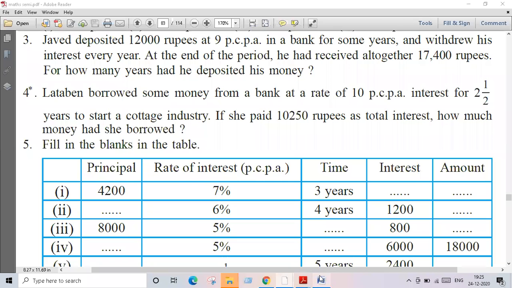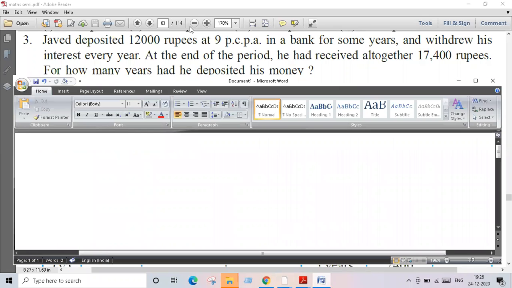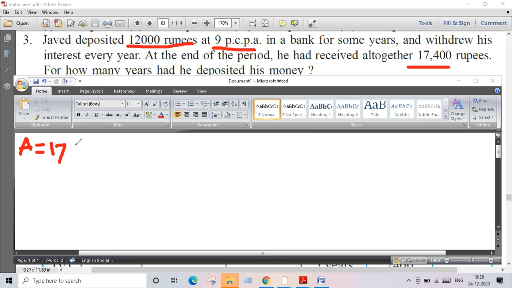Let's solve this question here. So how much amount he deposited? This is your P. This is your R. For some years we don't know, we don't know the N or T. Now he received 17,400 rupees, so that is your amount. Amount is 17,400 rupees. Principal P is 12,000 rupees.